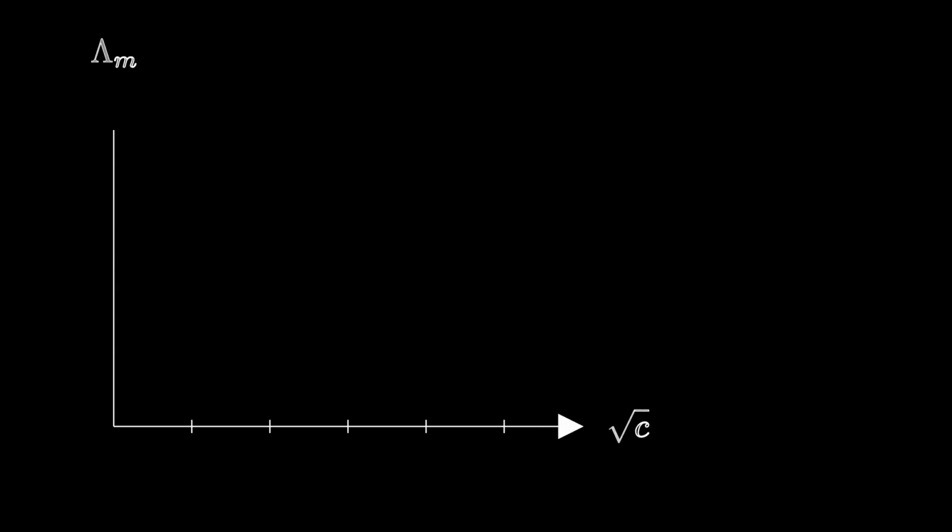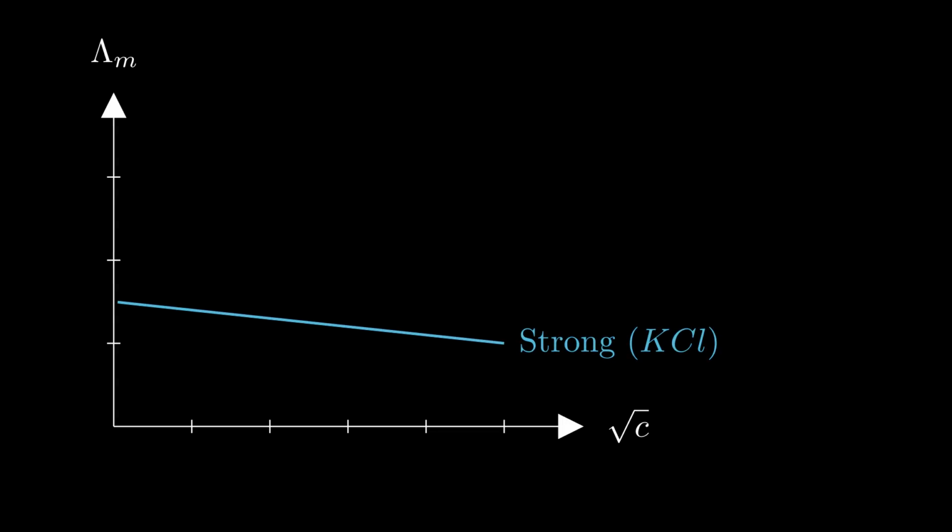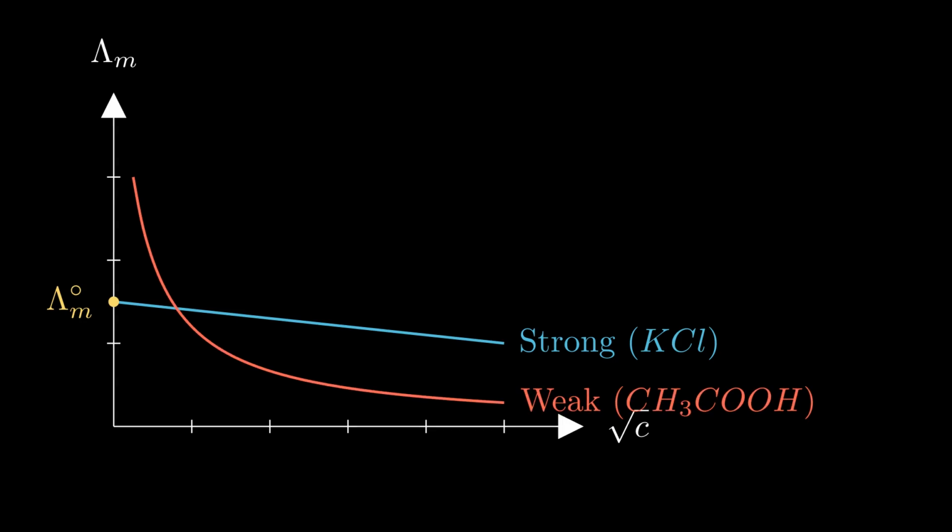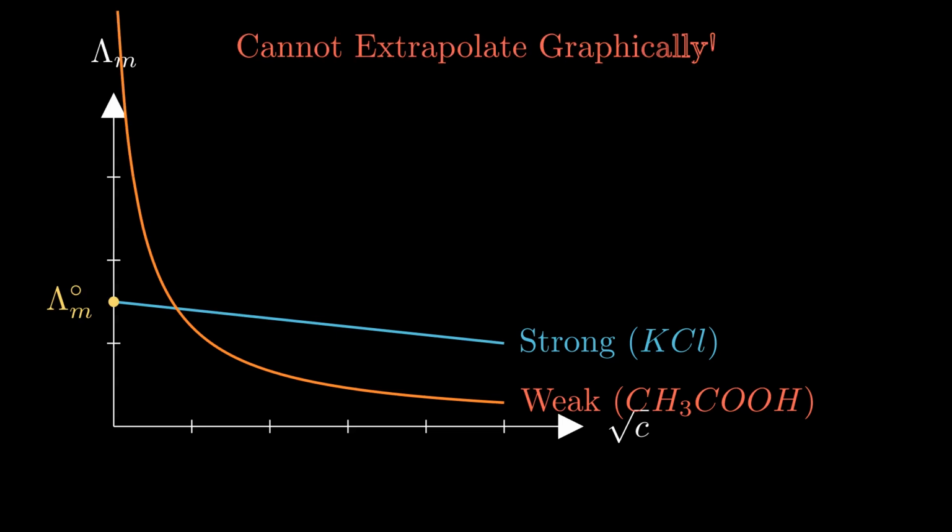Have you ever wondered why we can't easily measure the molar conductivity of weak electrolytes like acetic acid? If we plot molar conductivity against the square root of concentration, strong electrolytes like potassium chloride form a nice, predictable straight line. We can just extrapolate this straight line directly to the y-axis to find the limiting molar conductivity at infinite dilution. But look at the weak electrolyte.